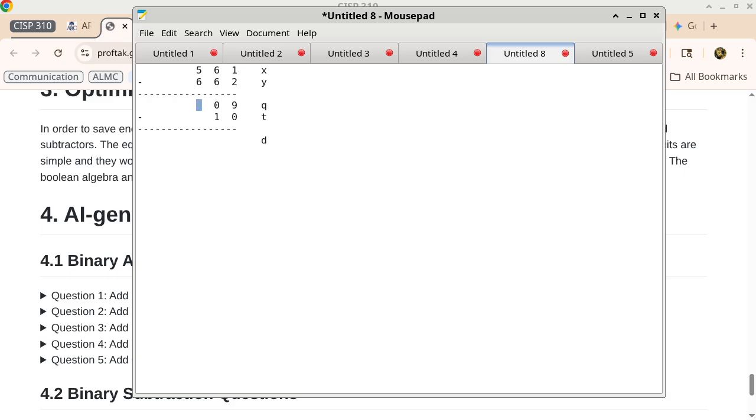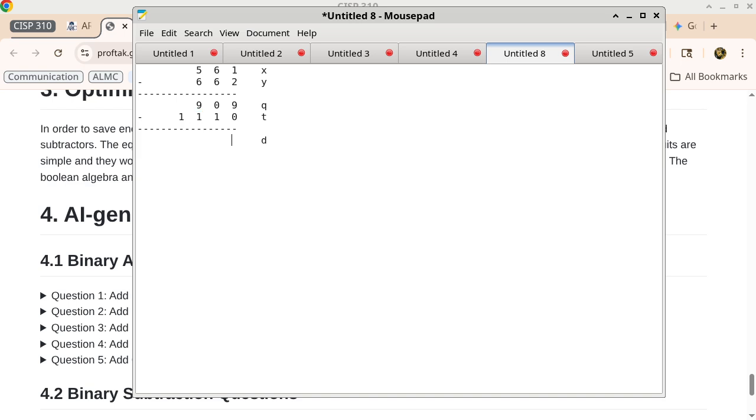We have 5 minus 6, which is once again a 9. And we're going to need a borrow over here. So the question is, what do I put here? 6 minus 6 does not need a borrow, but when you look at the Q and the T, it does need a borrow. So that means T of 2 needs to be a 1. Okay, so I need to put a 1 here.